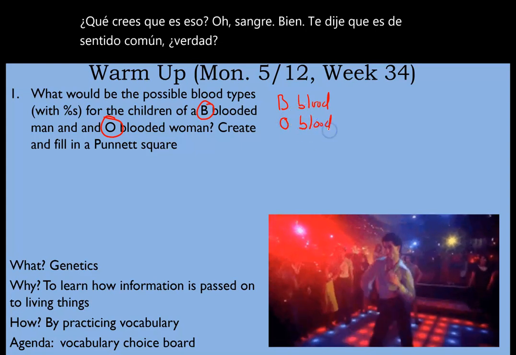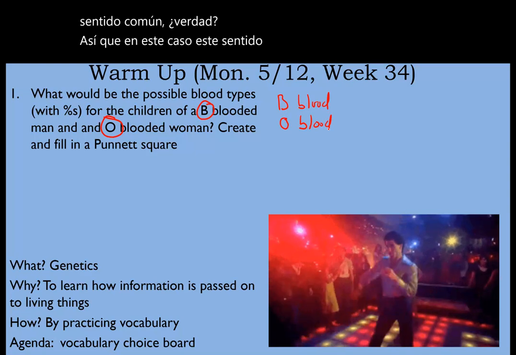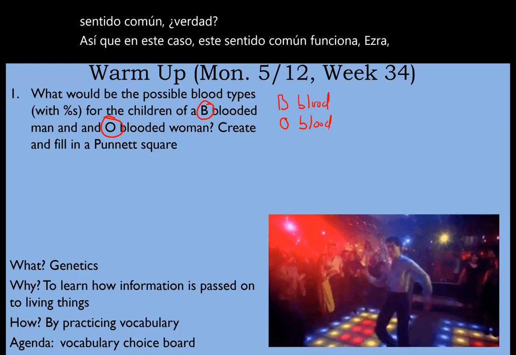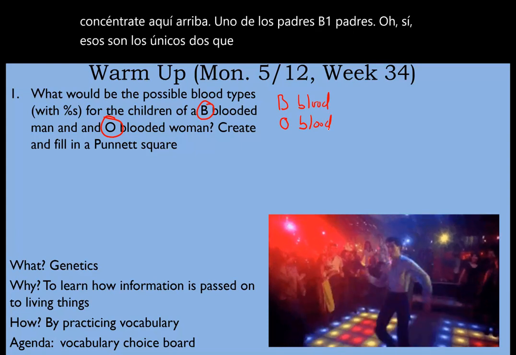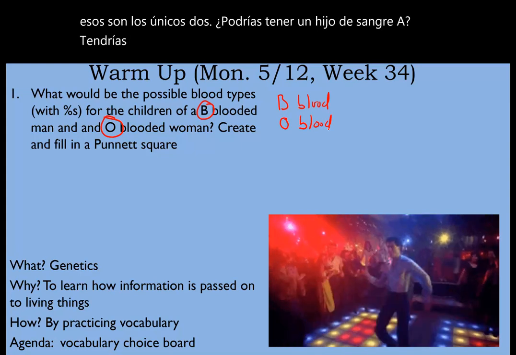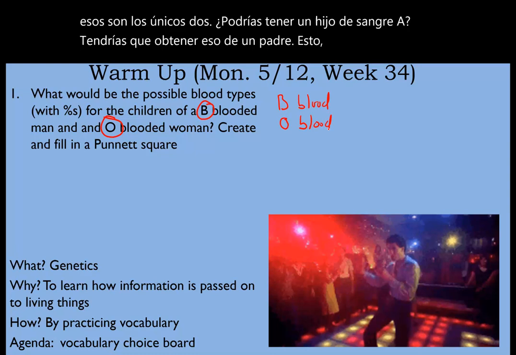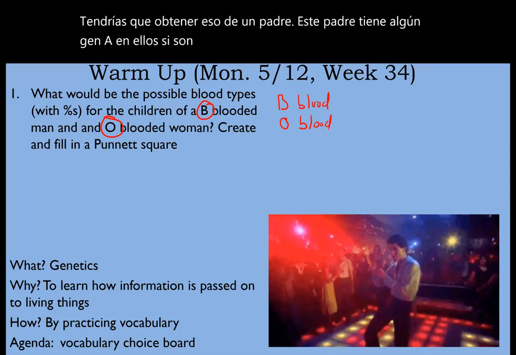So in this case, common sense works. Ezra, you focus up here. One parent's B, one parent's O. Yeah, those are the only two. Could you have an A-blooded child? You would have to get that from a parent. Does either parent have any A genes in them, if they're B or O? No. And why is that?